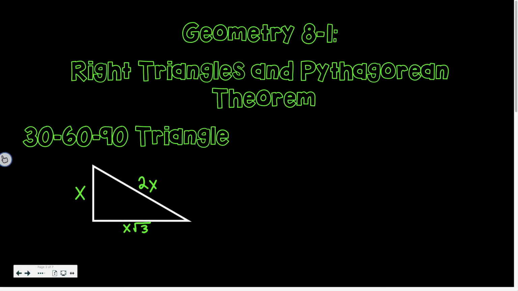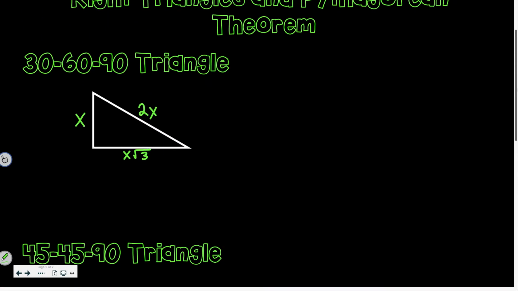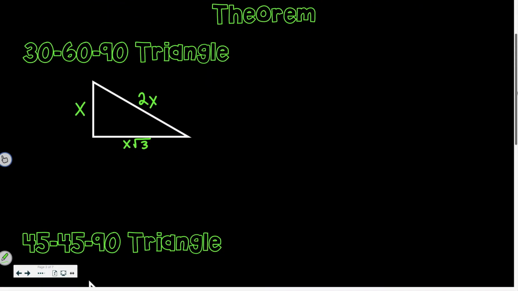Now, let's jump into it and say Geometry 8.1. Feels like it was a long time ago. That was all about right triangles and Pythagorean theorem. So that means that we talked about the special right triangle. The first special right triangle that we'll talk about is our 30, 60, 90. Make sure you memorize these formulas.